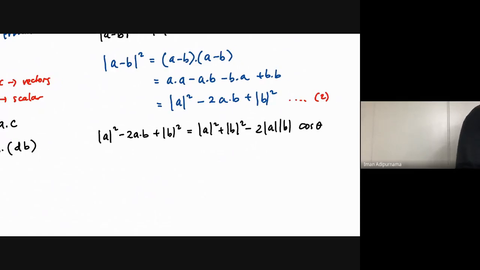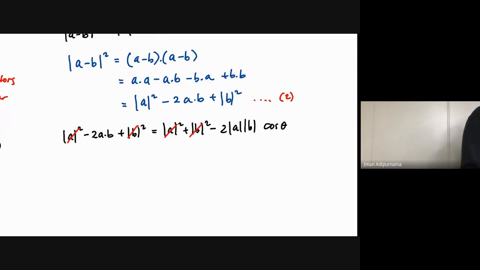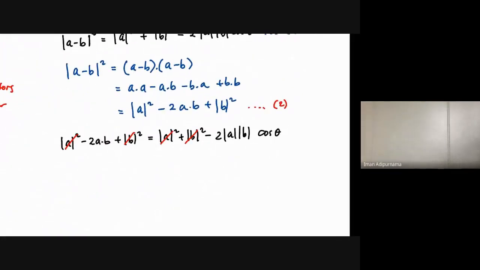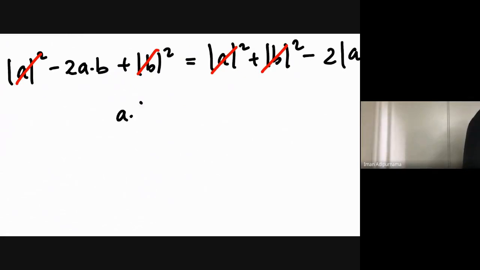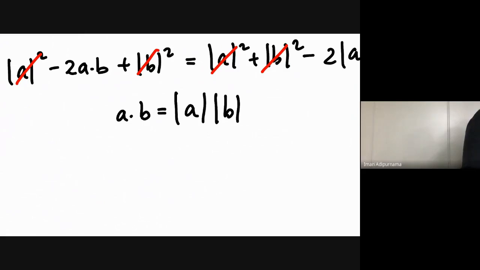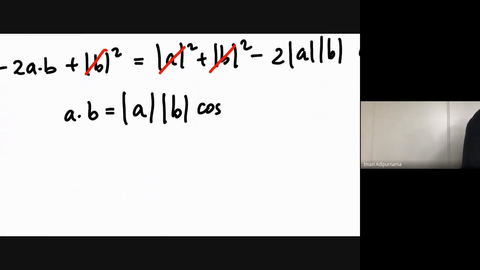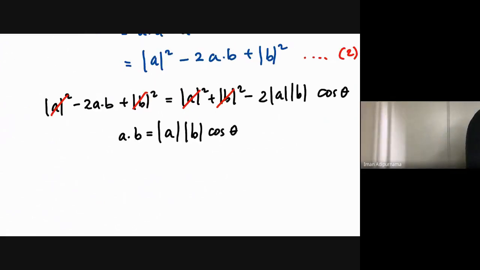So we can cancel these, and we will have only minus 2 A dot B equals minus 2 times the magnitude of A, the magnitude of B, cosine theta. So we are proving our formula that A dot B is equal to the magnitude of A, the magnitude of B, cosine theta.